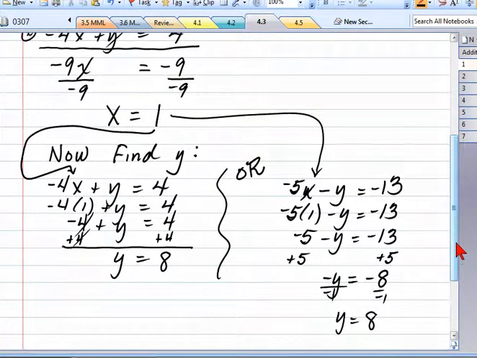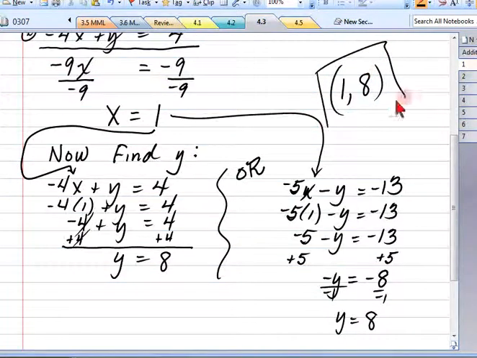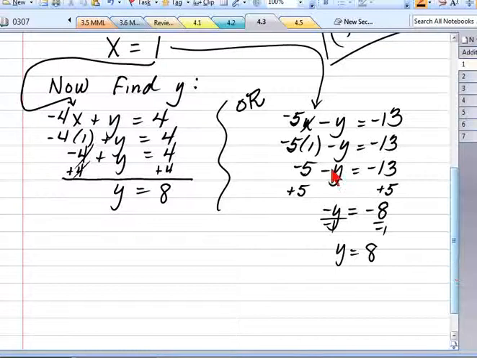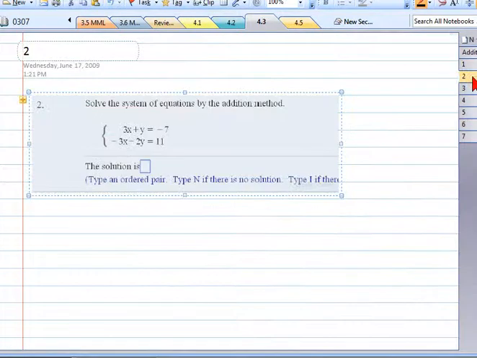Okay, our answer for this system, we got 1 for x and we got 8 for y, even though we did that second part twice. Please don't go to all the effort to do the problem twice. You just pick the equation you want. All right, so that is number 1. Let's look at number 2.